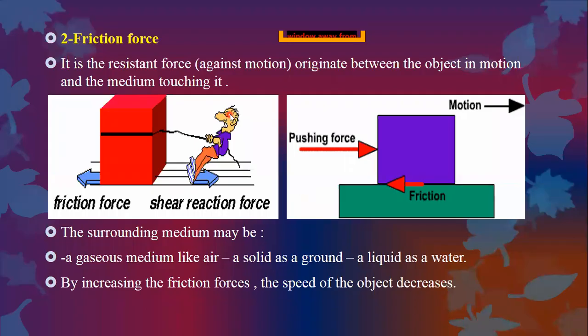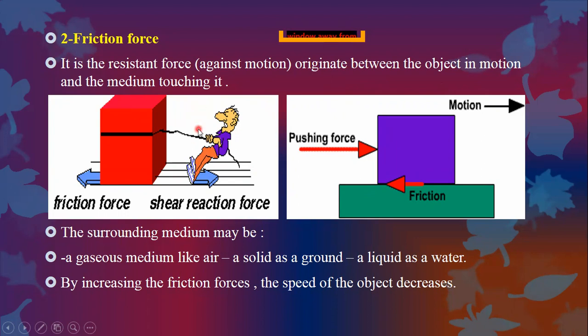Now let's come again to know the friction force. What is friction force? Resistance force against motion. This means if I am pulling this, the motion is resisted by the friction force. With a pushing force like this, the friction force is in the other direction because it is opposite to the pushing force or the motion. It originates between the object in motion and the medium touching it.